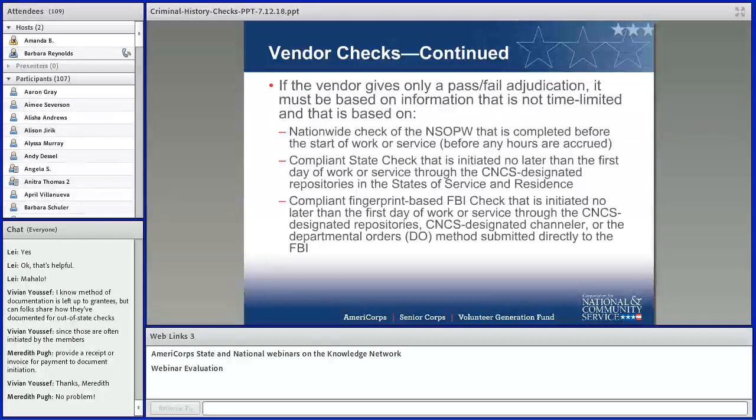So here's some more information about vendor checks. If they only give you a pass or fail adjudication, it has to be on information that's not time-based, that is not time-limited, and it has to be based on the NSOPW. Again, that state check has to be initiated, all the timing still applies. So that state check has to be initiated no later than the first day of work or service, and that FBI check has to be initiated no later than the first day. So everything still applies if you're using a vendor.